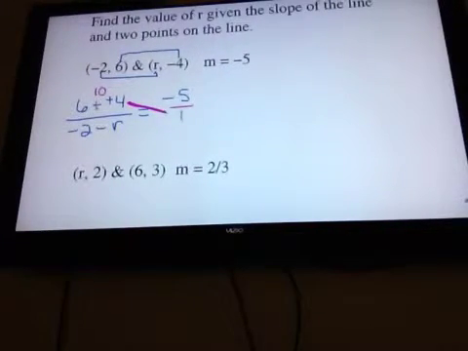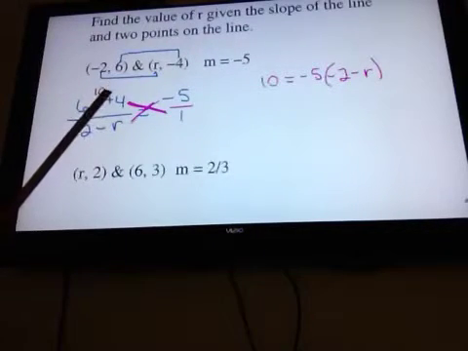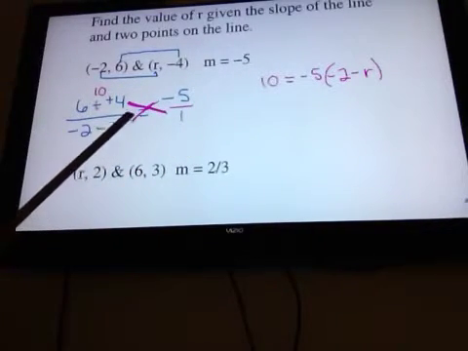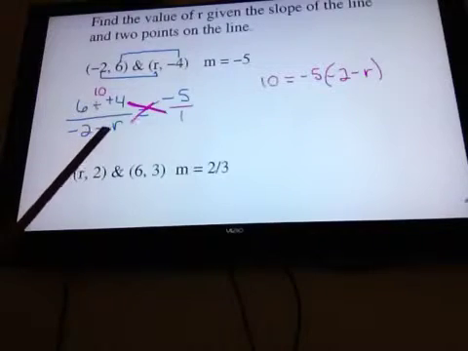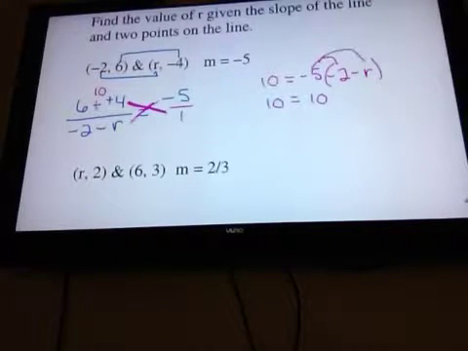So I'm going to take 10 times 1, which is 10, equals, set them equal then, negative 5 times the quantity, negative 2 minus r. So cross multiplication. That's how we did this back in goal 2.4. So 10 times 1 is 10. Set that equal to the other product, negative 5 times the quantity, negative 2 minus r. And then I'm going to solve this. So 10 equals, distribute, positive 10 plus 5r.